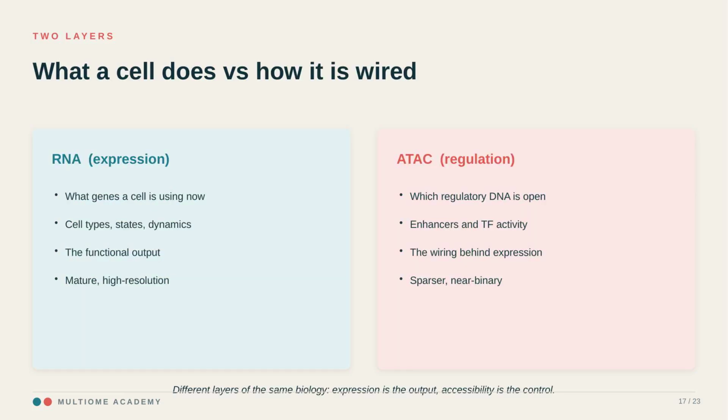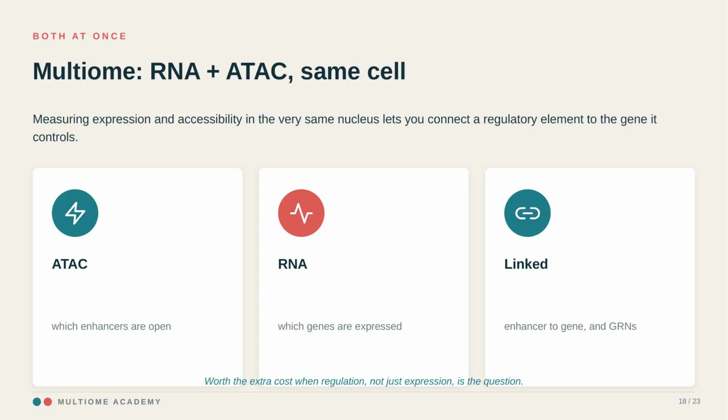It helps to think of RNA and ATAC as two layers of the same biology. RNA is the output, what genes a cell is using right now. ATAC is the control, which regulatory DNA is open, the wiring behind that expression. RNA is mature and high resolution. ATAC is sparser and nearly binary. Together, they tell a fuller story. And you can measure both in the very same nucleus.